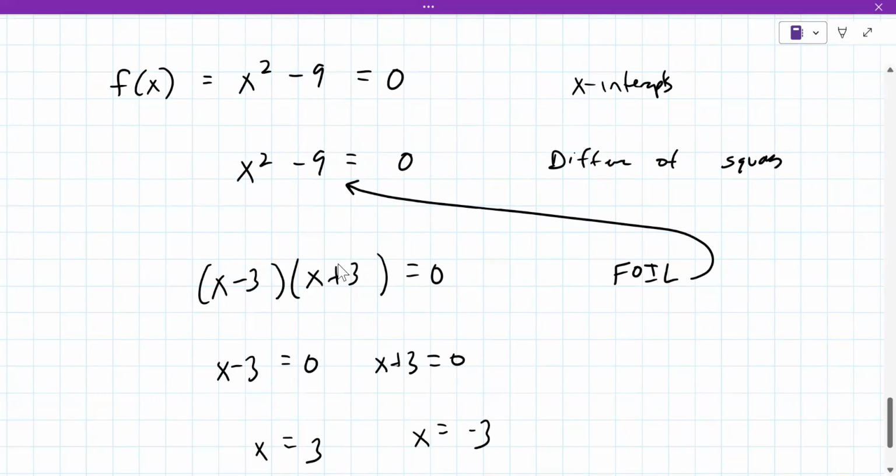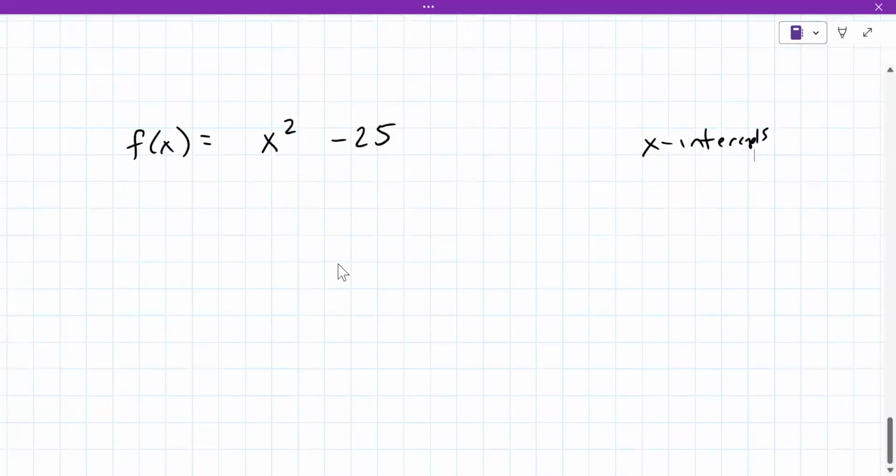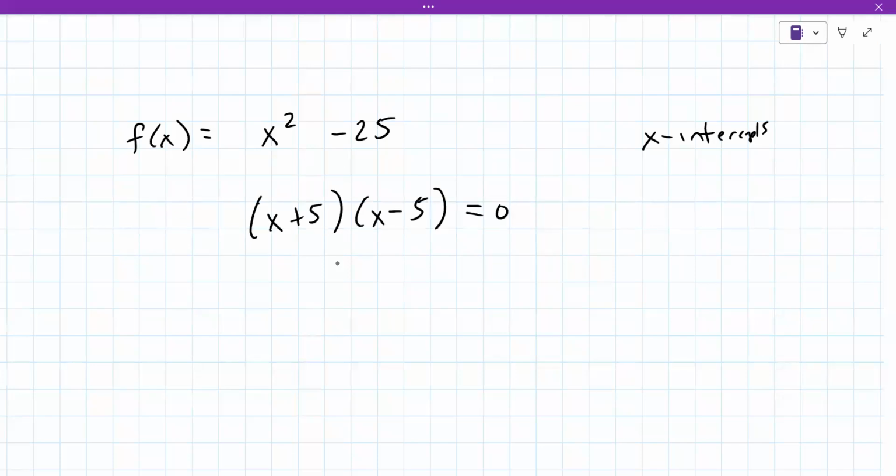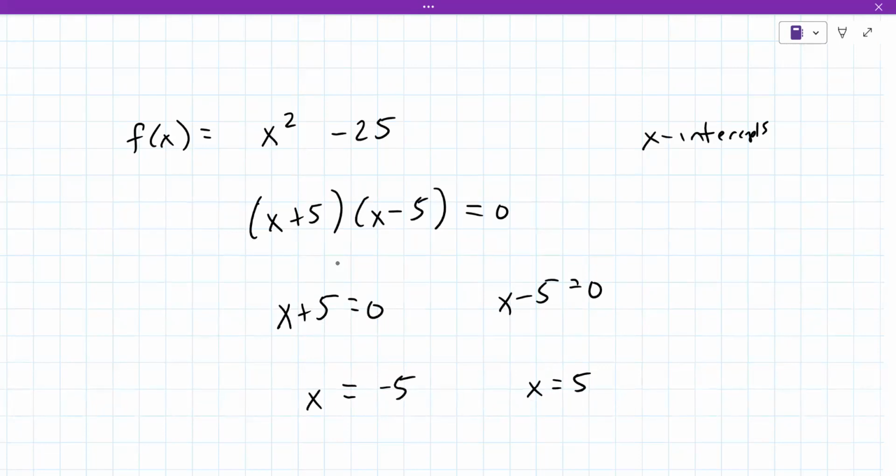It would be x plus 5 and x minus 5. Really good. And that is then set equal to 0, right? Yep, good. And it would turn out as x equals negative 5 and x equals positive 5. All right.